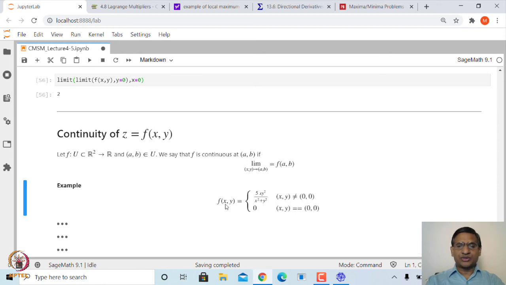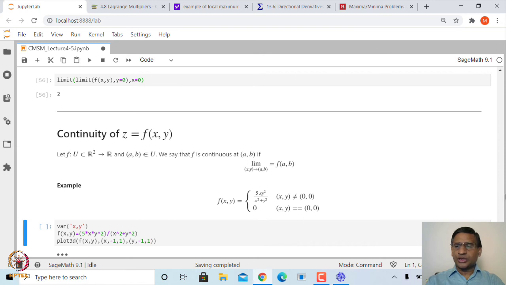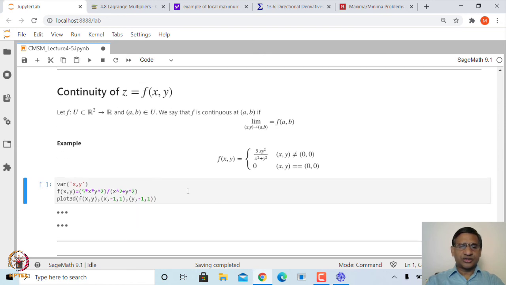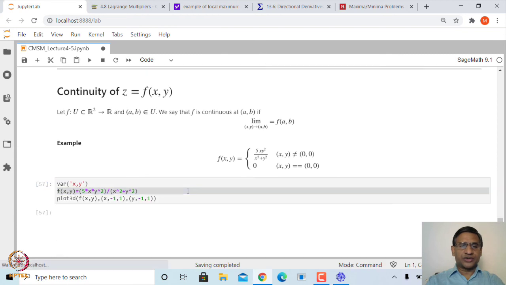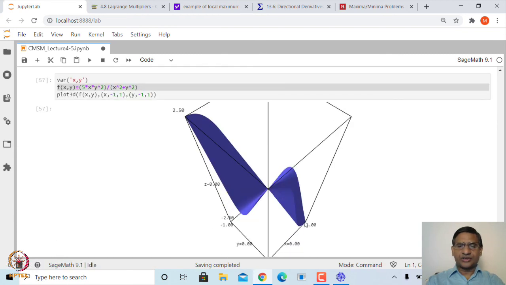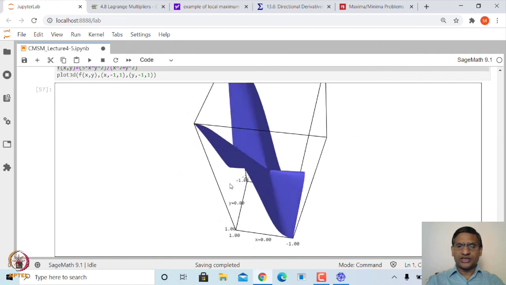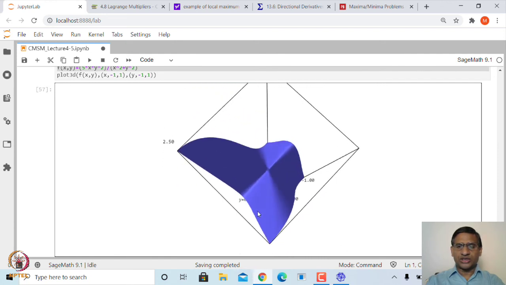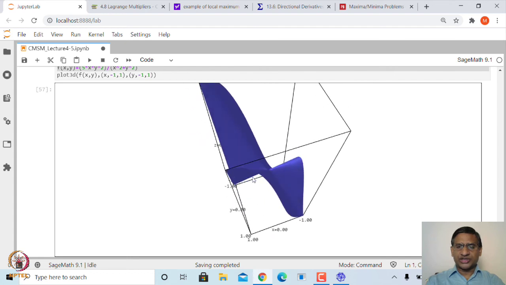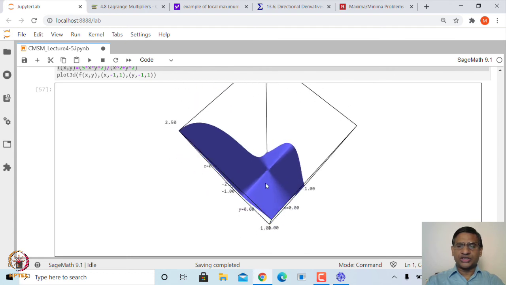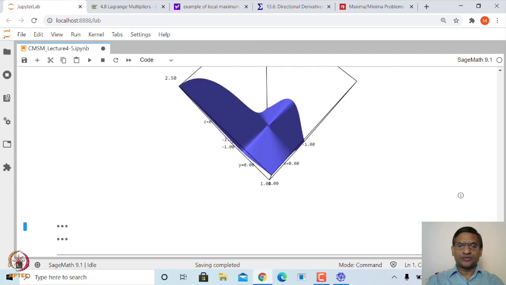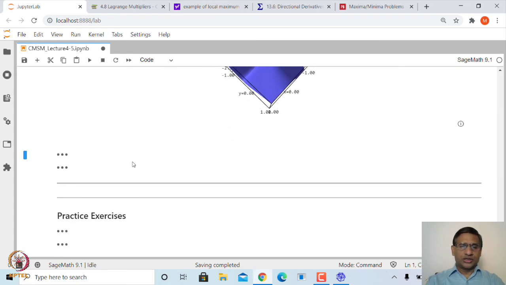So let us take an example. Suppose you have f(x, y) is equal to, let us say, 5xy^2 upon x^2 plus y^2. Now if you look at the graph of this function, suppose we plot the graph of this function, then this graph looks like this. So at the origin, you can see here there is no break actually, though the function has some strange behavior at the origin, but this function has to be continuous at (0, 0), right.